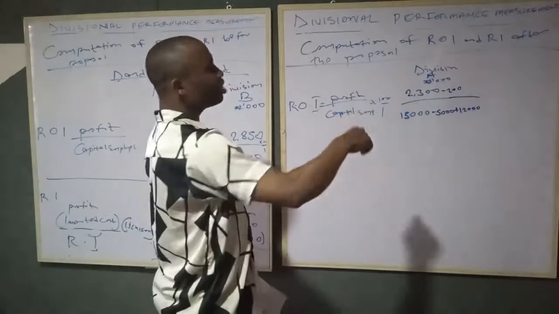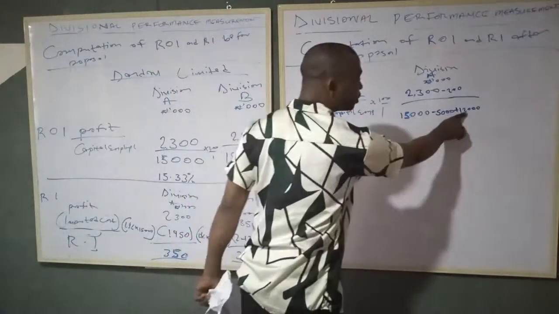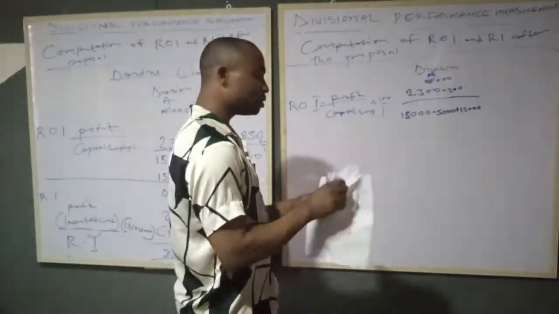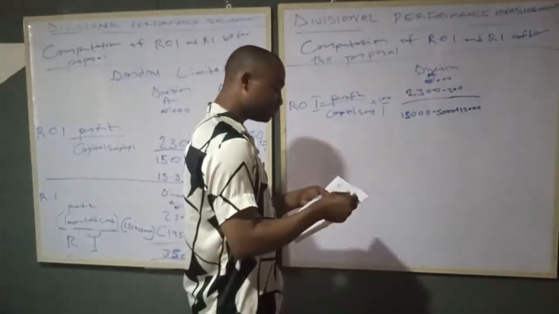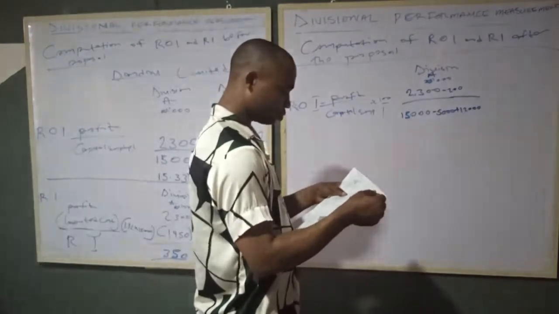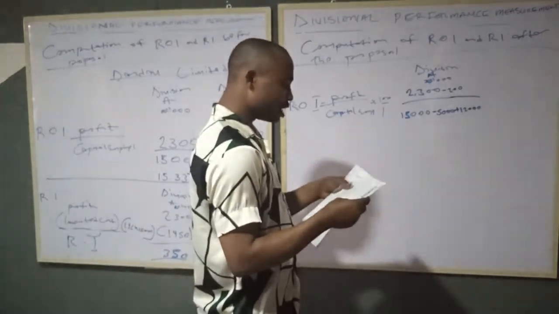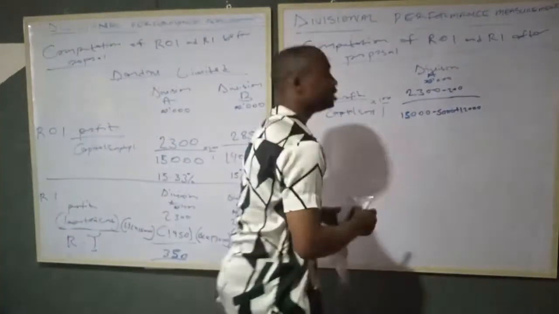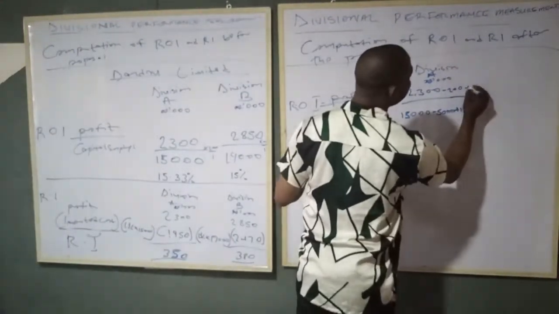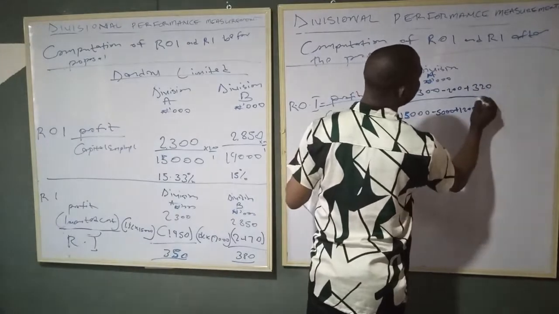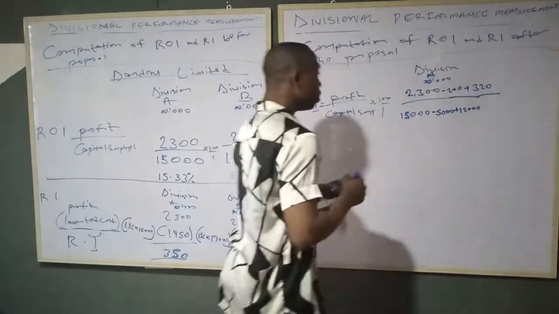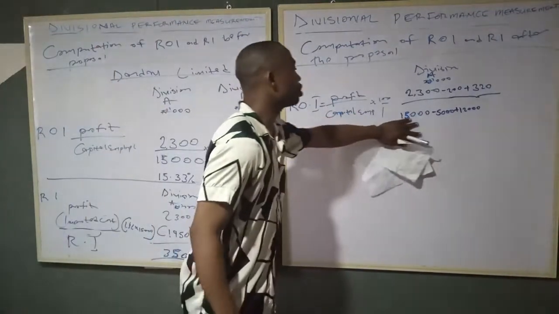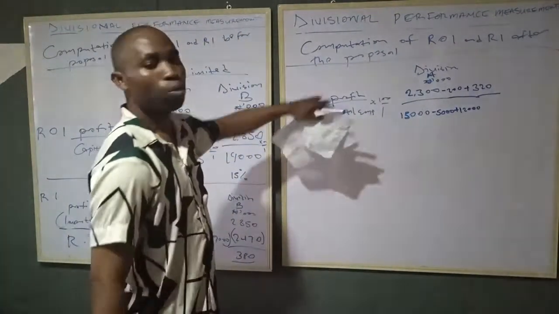That means the profit that the new machine purchased at 12 million will be generating is 8% of 4 million. So what is 8% of 4 million? 8% of 4 million will be 320,000. So we now say plus 320,000. So this is how we are going to compute our return on investment after the new proposal.